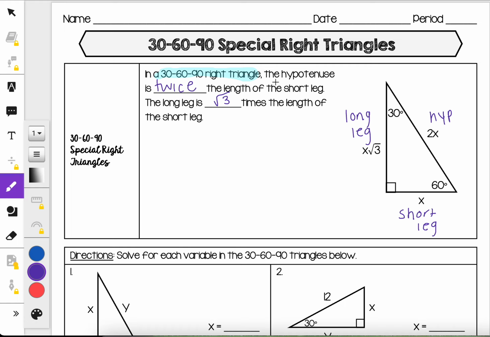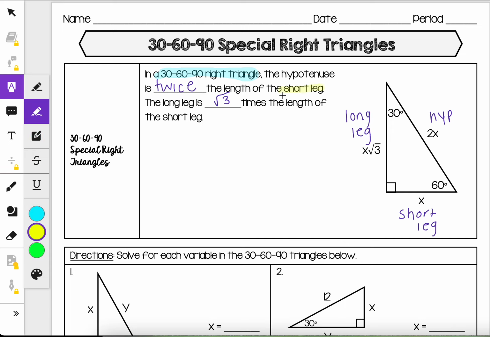Now, if you look at these descriptions here, you see that they're talking about the short leg in each of these ratios. And the short leg is going to be the most important side. That's the side that we are always going to make sure we find first. So if we're not given the short leg, that is going to be the side that we have to find first, because we know the relationship with the hypotenuse and the short leg, and the long leg and the short leg.